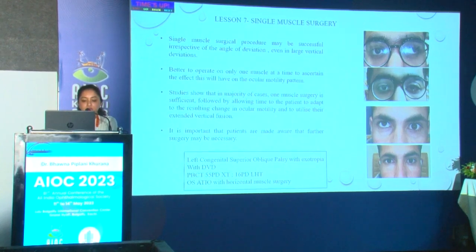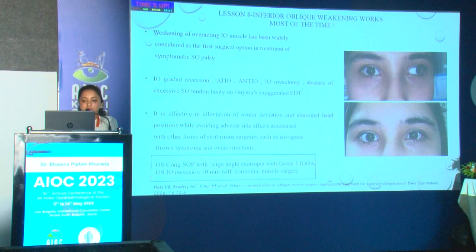We allow time for the patient to adapt to the resulting ocular motility and to utilize their extended vertical fusion. But it is important that the patient should be aware that further surgery may be needed. This patient with a left congenital superior oblique palsy with exotropia with DVD, PBCT 55 PD XT and 16 PD LHT, underwent single muscle surgery for the vertical deviation, anterior transpositioning of inferior oblique, along with horizontal muscle surgery.